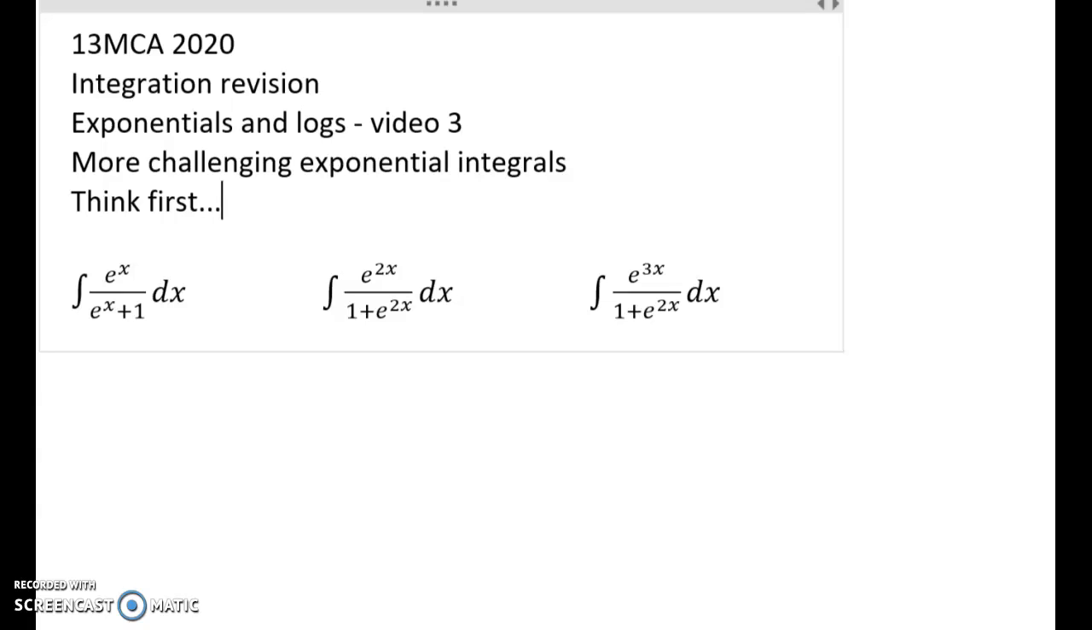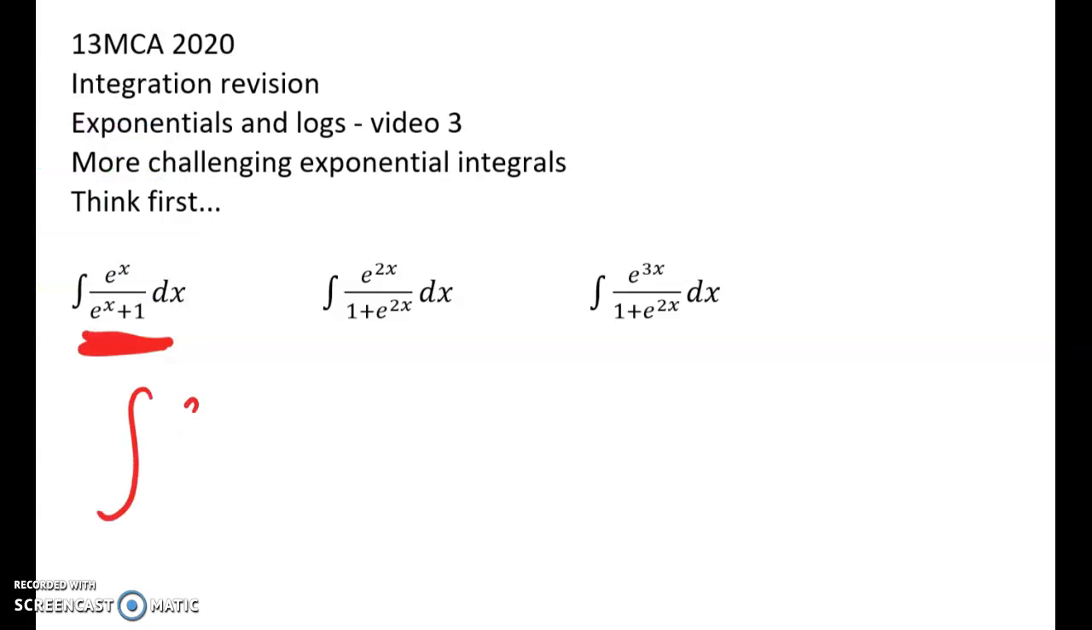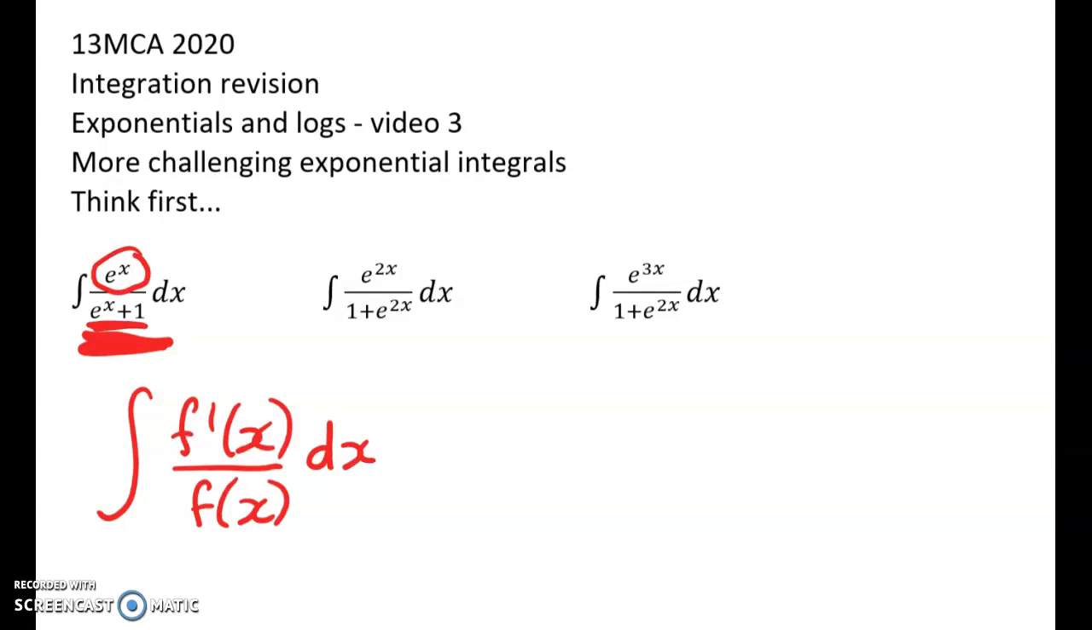Okay, hopefully the pattern that you've spotted in this one is this derivative and function pattern. In the numerator we've got the derivative of e to the x plus 1, and we've got exactly the right thing. We don't even have it times by a constant. So that one's going to be fine, and we know that that's going to integrate to give me a natural log. Let's look at the next one.